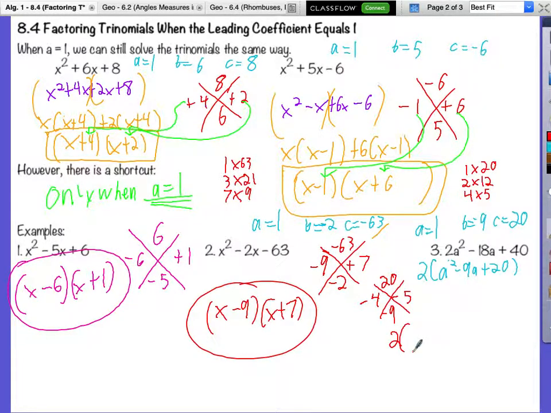What's going to be the first parenthesis? Okay, X minus, what variable do we have though? A minus 4. And the next one is? A minus 5. And that's our answer. So we don't forget our GCF still. We're still able to do this shortcut. That's kind of nice. We like the shortcut.